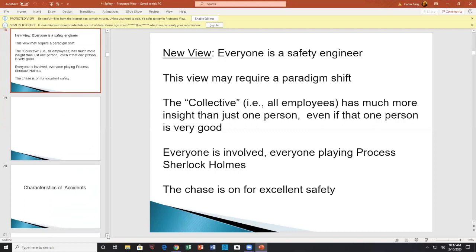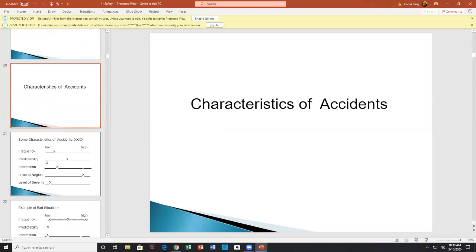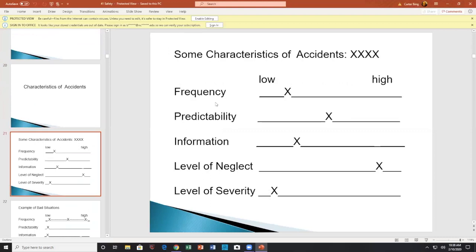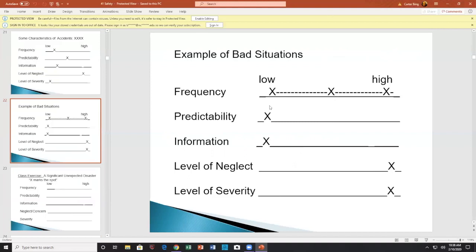Let's take a look at accidents. What we want to do is find out the characteristics of accidents. Well, there's frequency, whether it's predictable or not, predictability, what sort of information there is, what sort of neglect is already taking place, and what is the level of severity? And I put these at high, low situations, right? So bad situations typically are not predictable, there's very little information about them. Their level of neglect is high, and the severity could be very bad as well. Frequency, probably not very high. Was it high, you probably would take care of the problem.